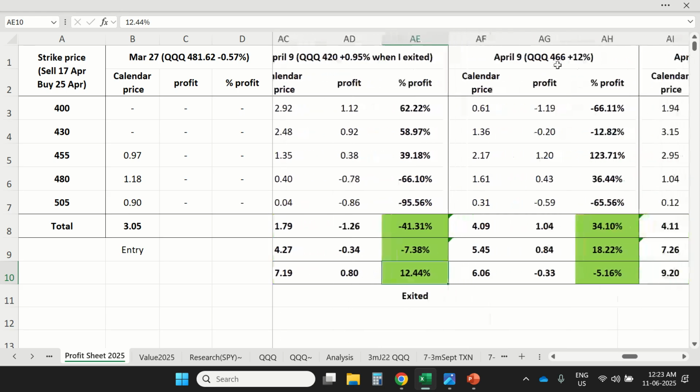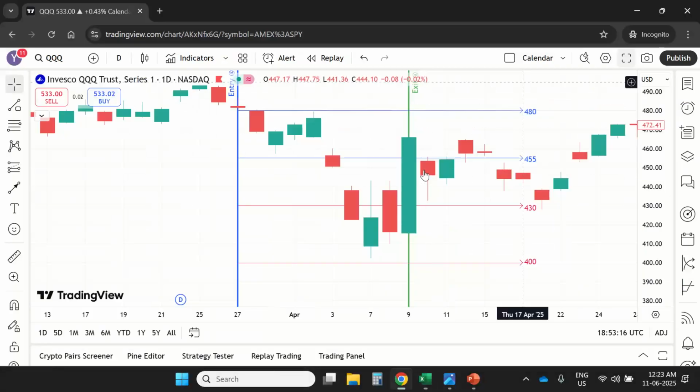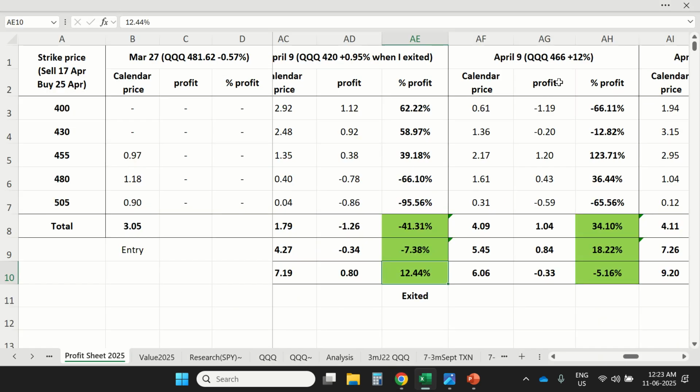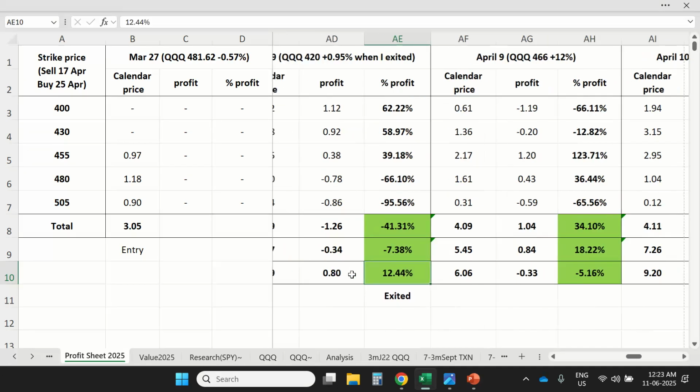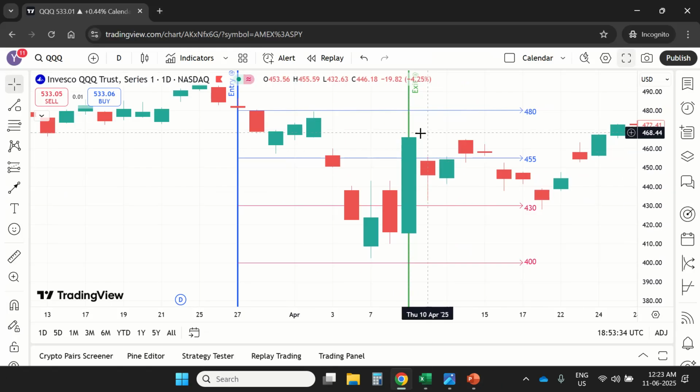And by the close it went up. QQQ shot up a lot that day, so this is a very big candle. QQQ went up very drastically that day. It was a 12% up day. And by the close my calendar was in a loss of 5.16. So good, I exited this trade before this sudden move happened.